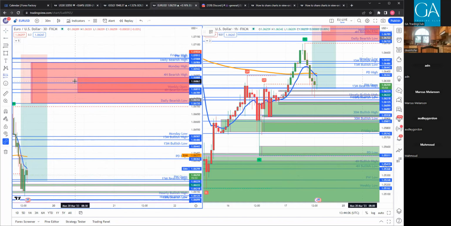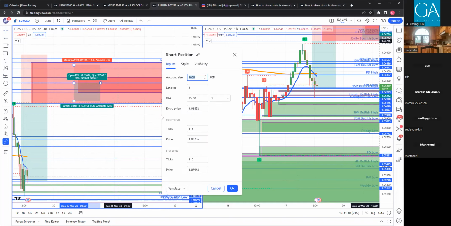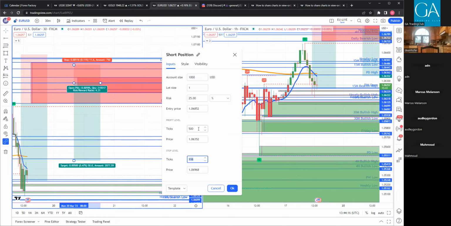So when price comes back up, it might break this one. Because I'll be going heavy lot size, I just want to do maybe 20 or 30 pips stop, because when price comes up here, I'll probably go in with a 20 lot or something.